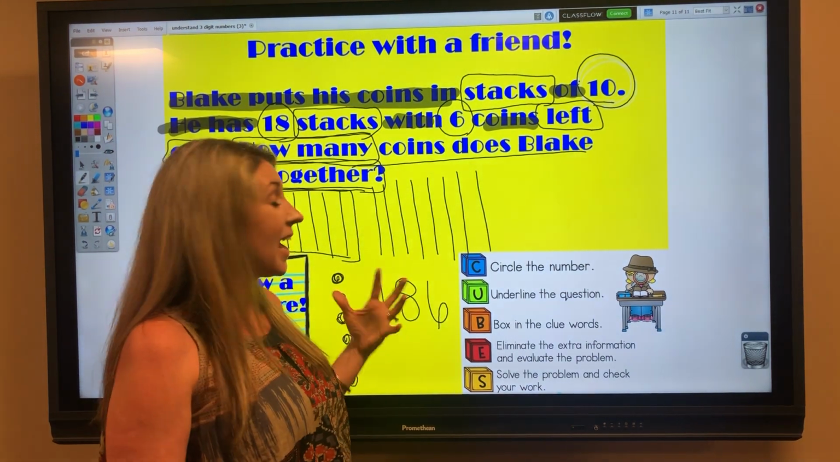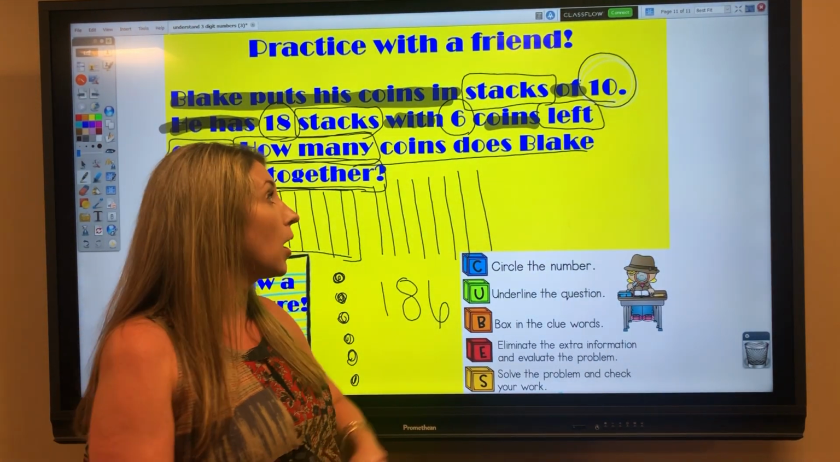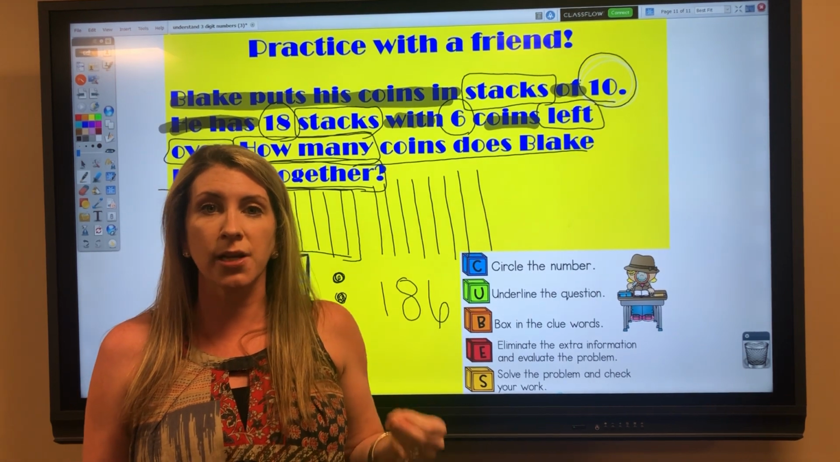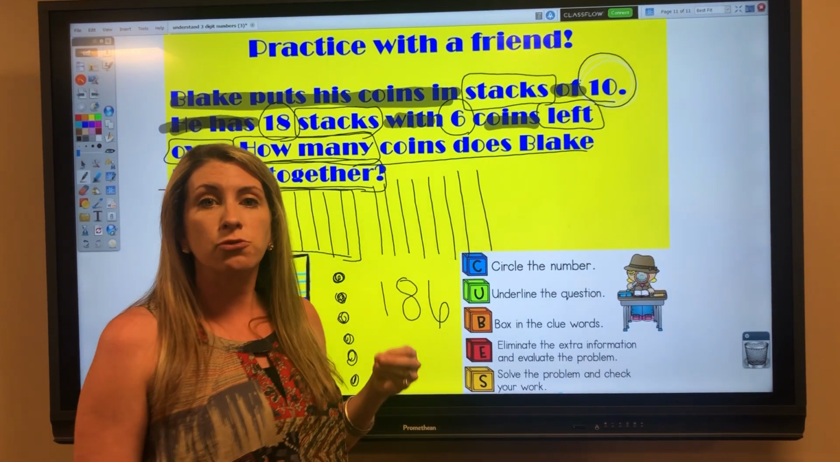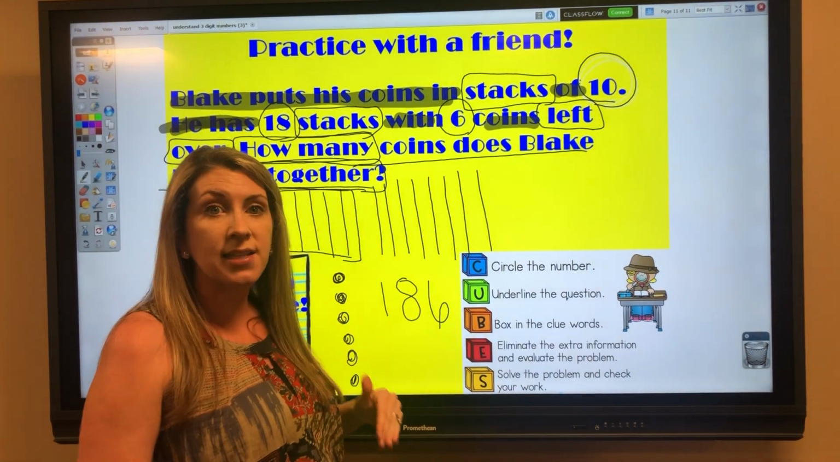Okay, that's all I have for you today. Make sure that if you are solving word problems just like this that have to do with understanding 3-digit numbers, that you are drawing those 100 flats or our rods and our 1 bits.